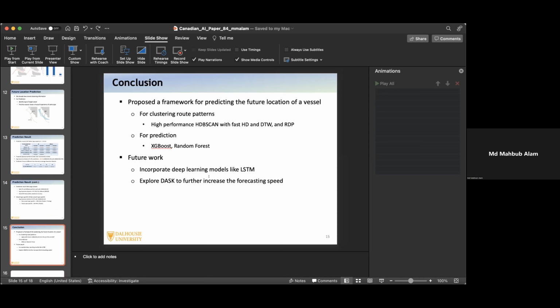So finally, I presented our proposed model. In future, we plan to add a deep learning model like LSTM. Also, fast forecasting is very important to reduce collisions. So we would like to explore parallel distributed systems like DAS in future.